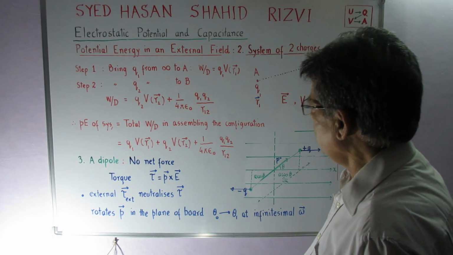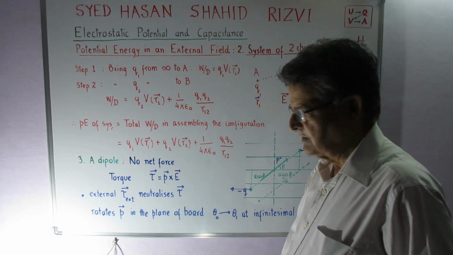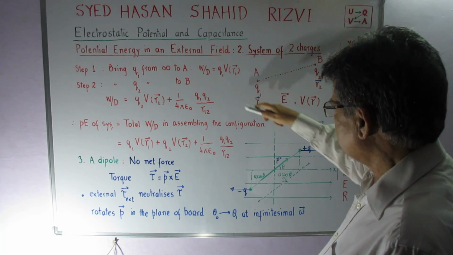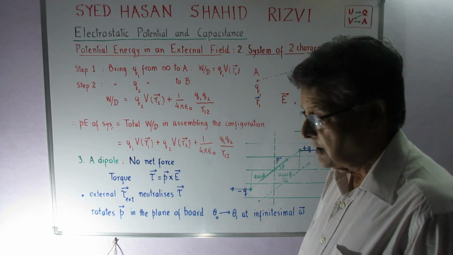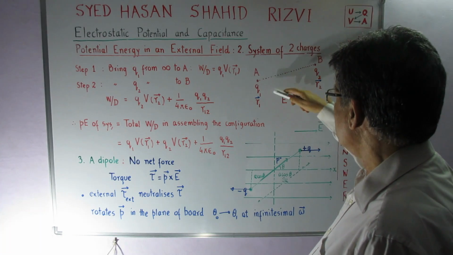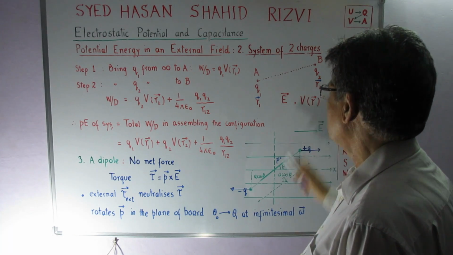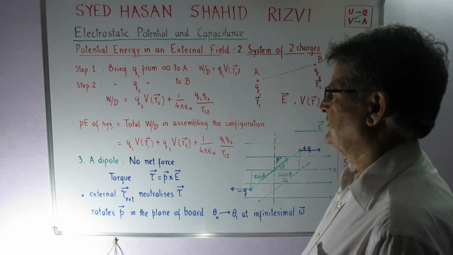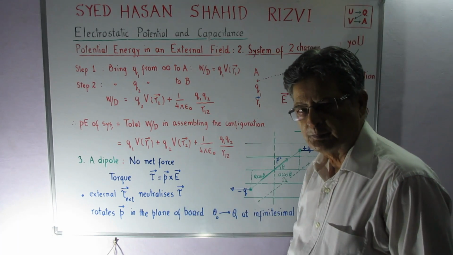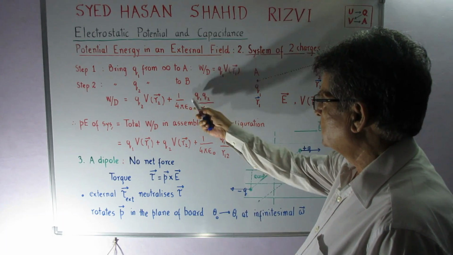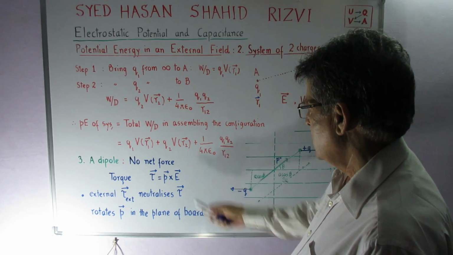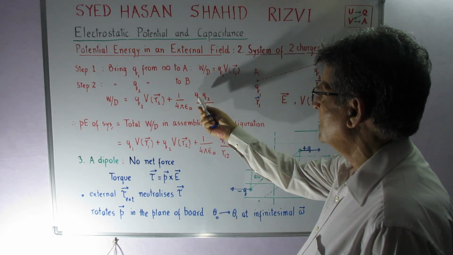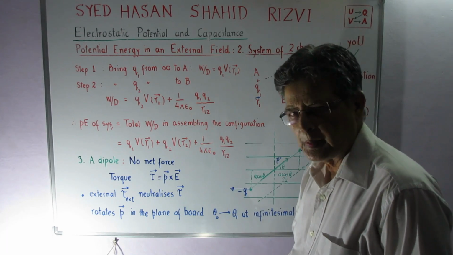But Q1 will say that, well, you will have to work against my field also, against my potential distribution also. And in that case, we have learnt before that for the two charges Q1 and Q2, an additional work has to be done, which is 1 upon 4 pi epsilon naught Q1 Q2 upon R12.